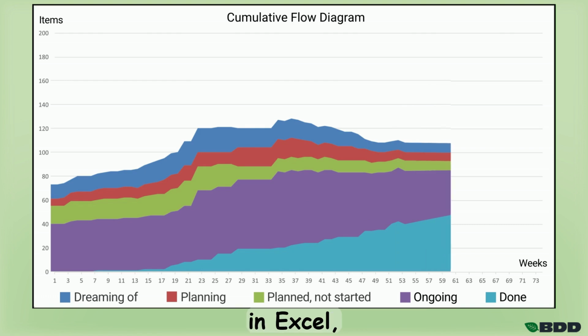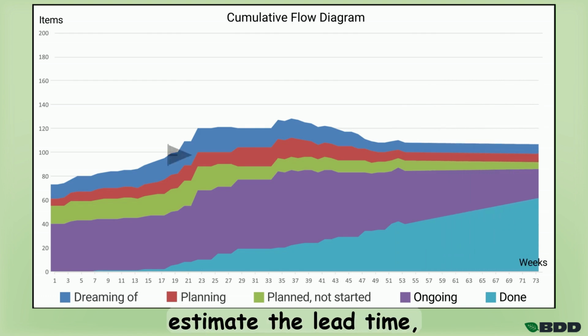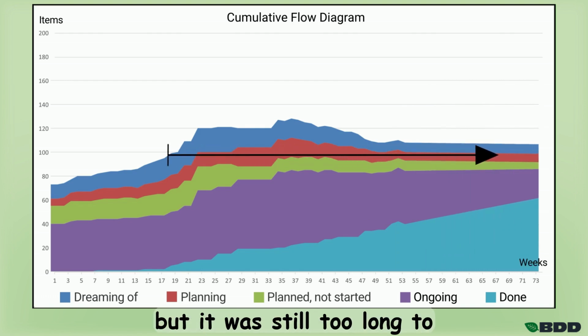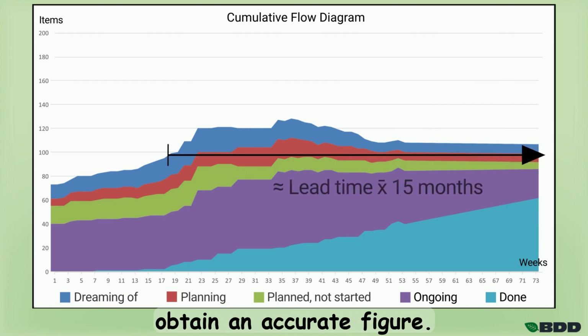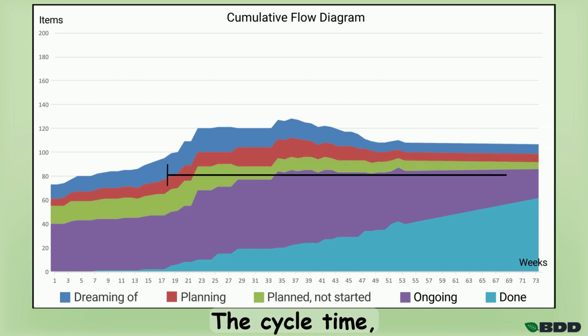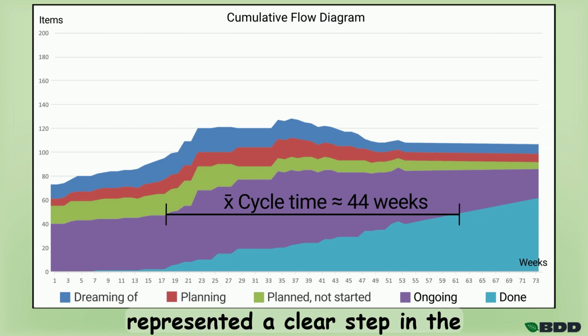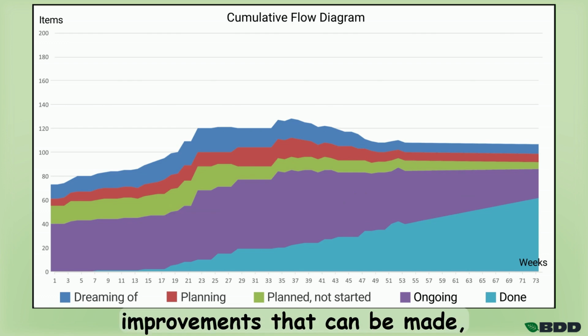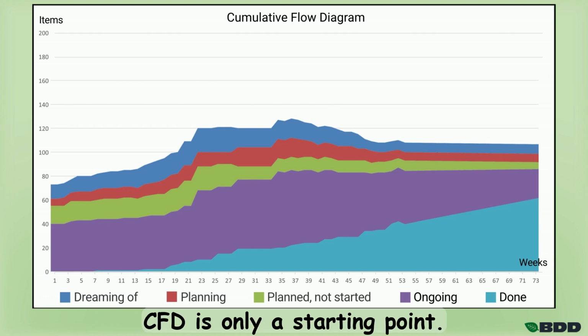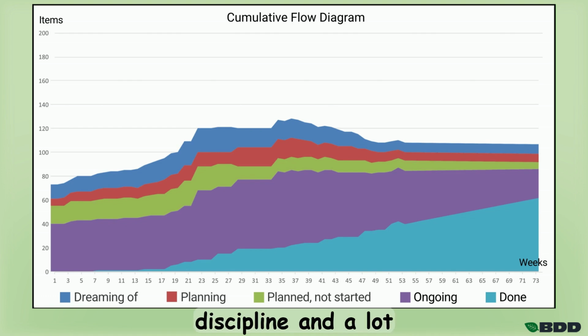Using the trend function in Excel, I repeated the effort to estimate the lead time, but it was still too long to obtain an accurate figure. My assessment landed on approximately 15 months, which looked like a promising sign. The cycle time, which was now averaging 44 weeks, represented a clear step in the right direction. Naturally, there are plenty more improvements that can be made, and setting up a Kanban with a CFD is only a starting point. It's a tool that requires some discipline and a lot of persistence.